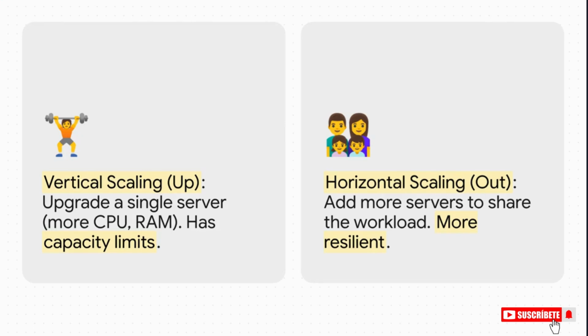You've basically got two options here. You can make your one server way bigger and stronger, that's called vertical scaling, or you can just add more servers to the team. That's horizontal scaling. Now, scaling up is a quick fix, but you're going to hit a hard limit pretty fast. Scaling out by adding more machines, that's how modern systems are built to be resilient and handle internet-level traffic.